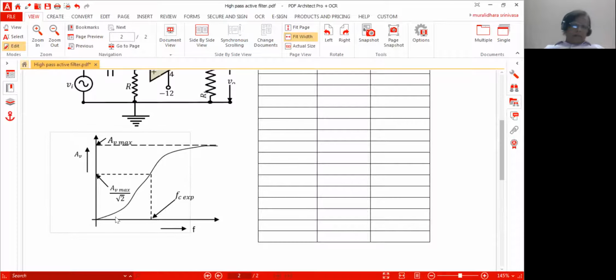Now, as you can see, as you start from 0, at 0 the gain is 0. As you go on increasing, at some point the gain becomes maximum and saturates. This is the maximum gain. If you divide by √2 or multiply by 0.707, you get the 3 dB point. The frequency corresponding to the 3 dB point will be the cutoff frequency.